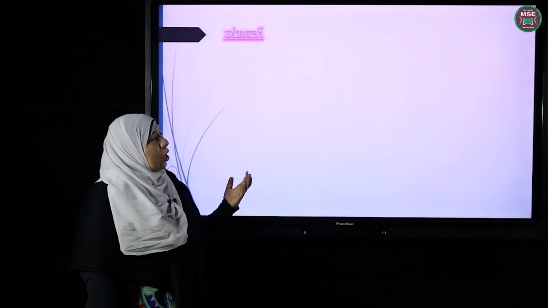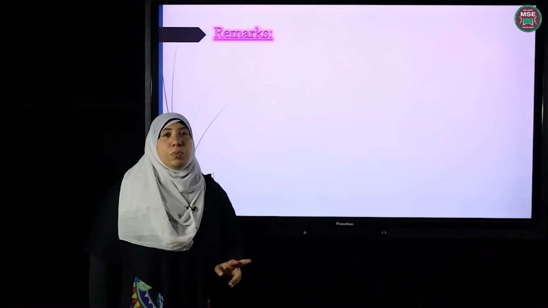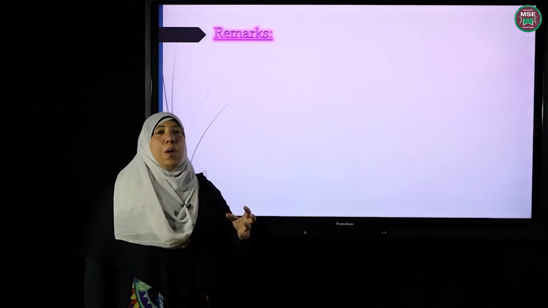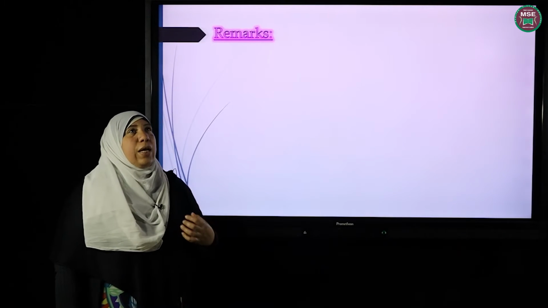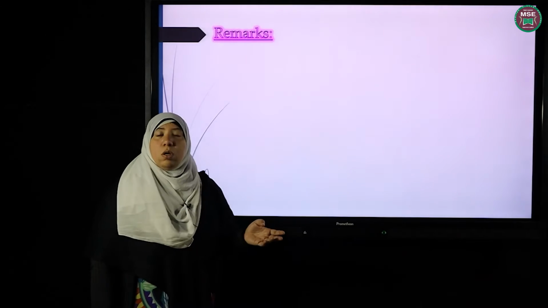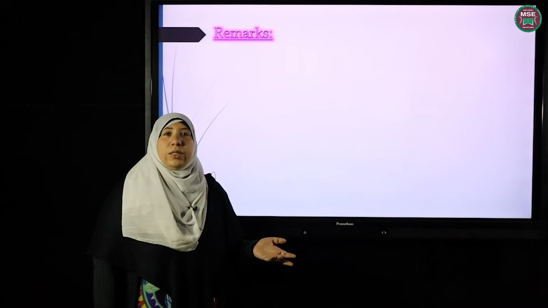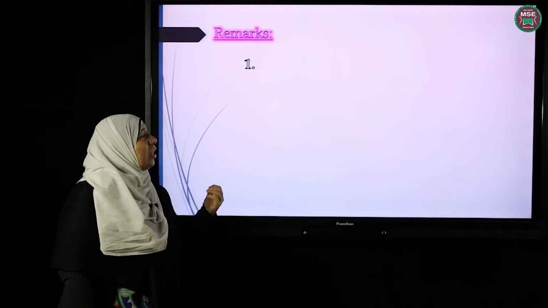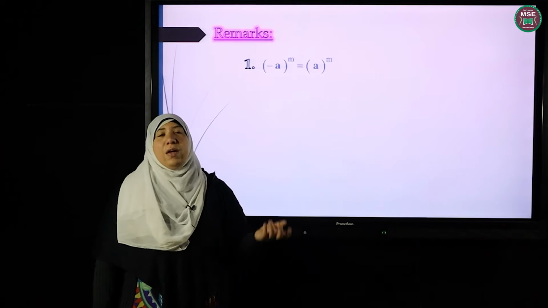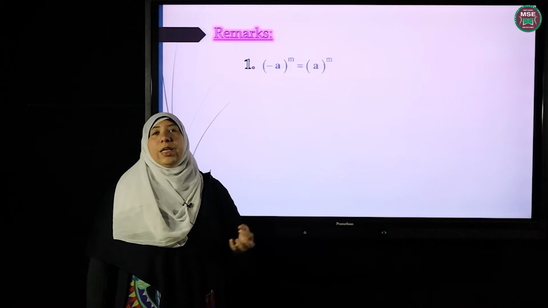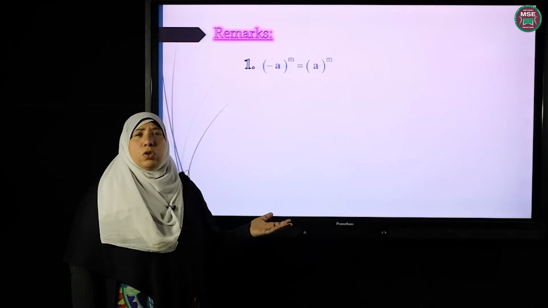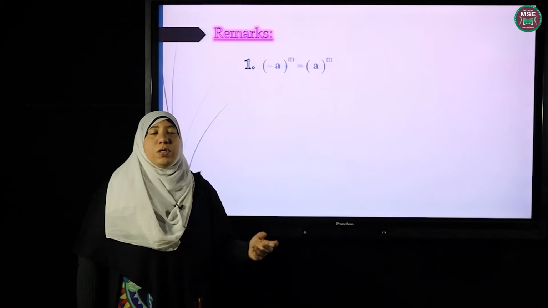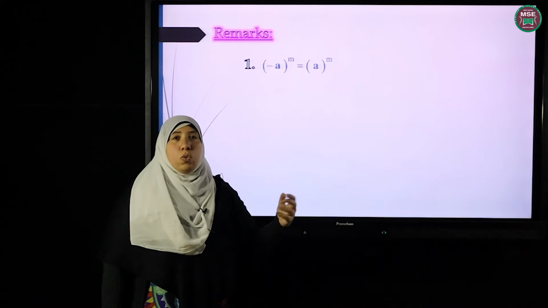Here, I have two important remarks. If I have a negative number raised to a power, for example, I want to find the value of negative 3 power 4. Of course, I can find this value using the calculator, but you have to understand what the operation is here. If I have a negative number, like negative 2, negative 5, negative 3 over 4, any negative number raised to power m, and m is any positive power, 1, 2, 3, 4, 5, 6, or whatever.